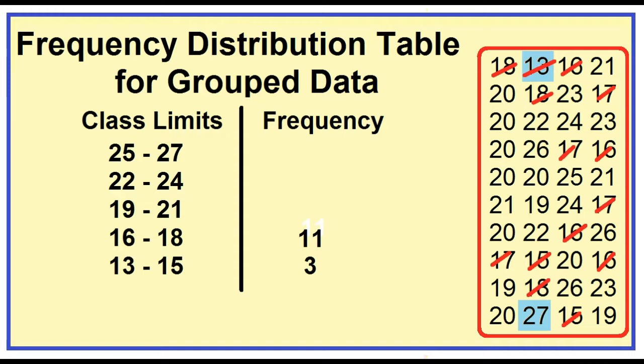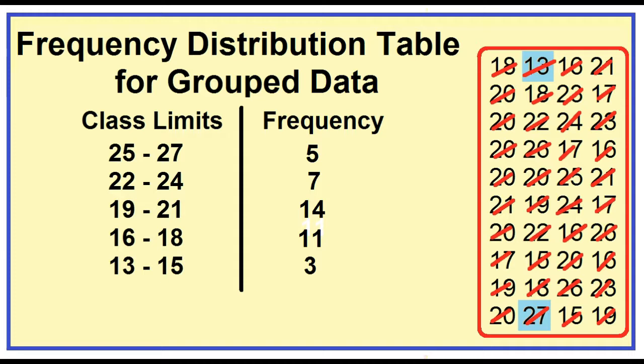How about 19 to 21? The count is 14. How about 22 to 24? The count is 7. How about 25, 26, 27? The count is 5.